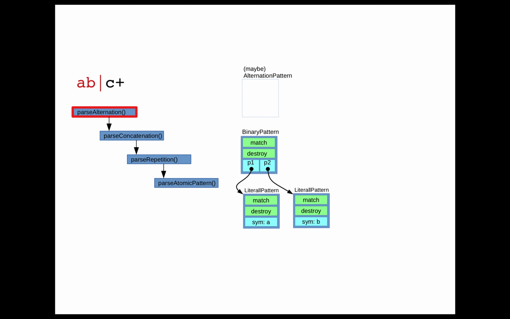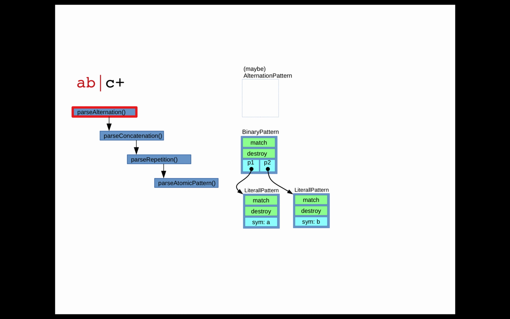And there, parse alternation notices that there's a vertical bar next in the string. That's my job. I'm supposed to handle two smaller patterns glued together with a vertical bar. So it's going to make some kind of object to handle matching either of the two patterns on either side of that vertical bar. It's not going to make it yet because it has to parse what comes after that vertical bar.